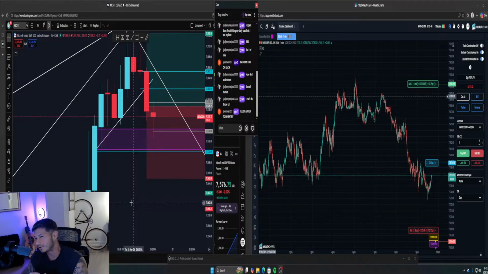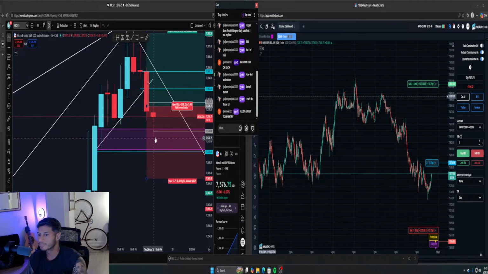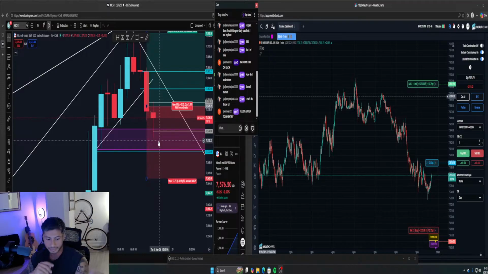I was going to enter, but if I was going to enter, I would have done it when we were in the purple, in my purple rectangle. That's where I would have entered if I would have added to my position. I would have added down there.